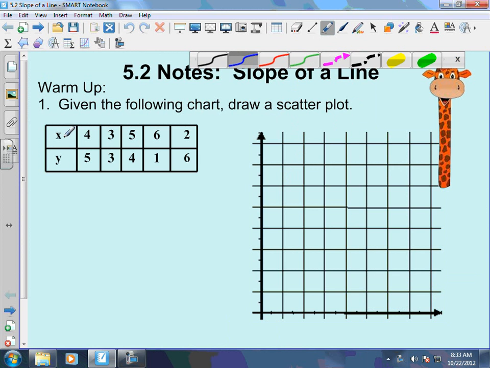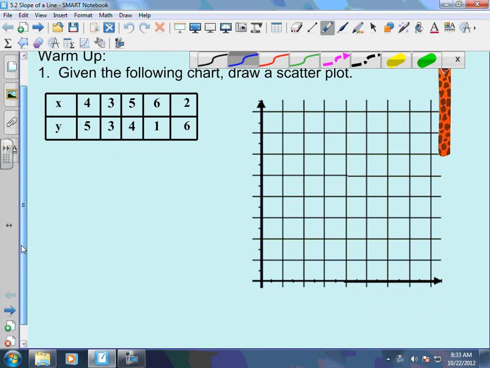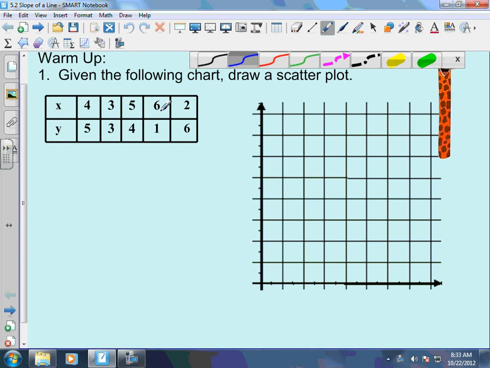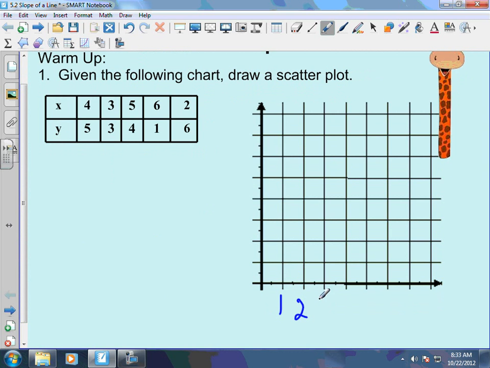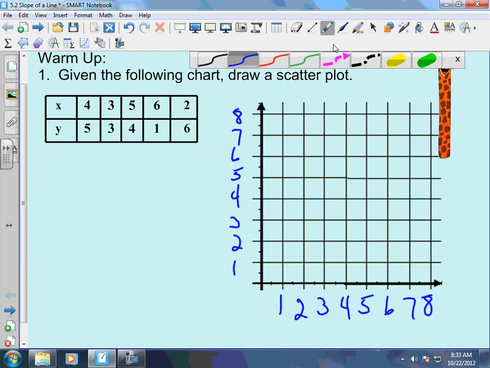Okay, all we have are the x and the y, so we don't have any titles or anything. So all we have to do is organize these numbers from least to greatest on the x-axis and on the y-axis. Now the lowest is 2, the highest is 6. So all I'm going to do is go 1, 2, 3, 4, 5, 6, 7, 8. Same thing here on the y, the lowest is 1, the highest is 6. 1, 2, 3, 4, 5, 6, 7, 8.